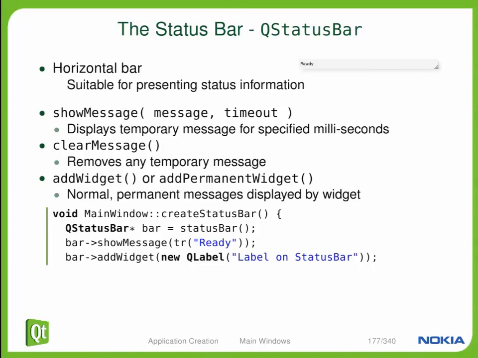With that pointer, you can choose to, say, show a message with a function called showMessage, where you might say "file saved."